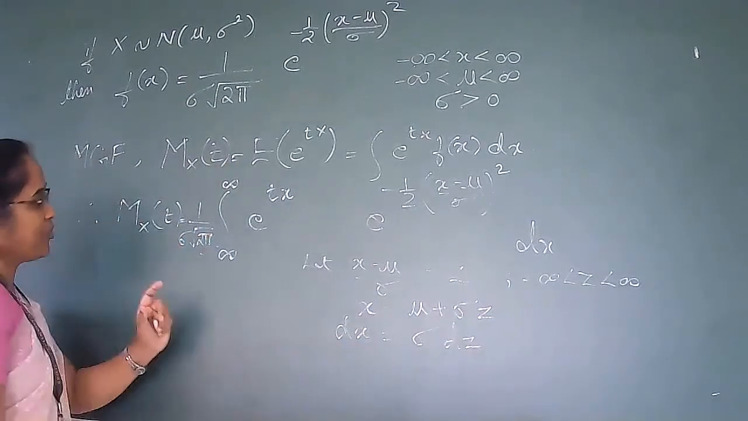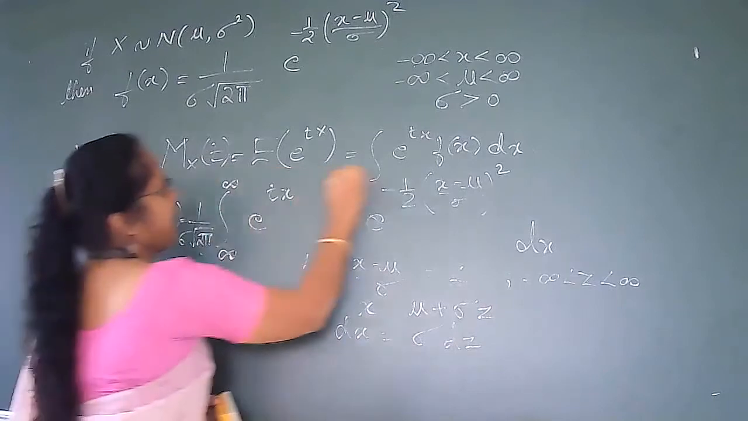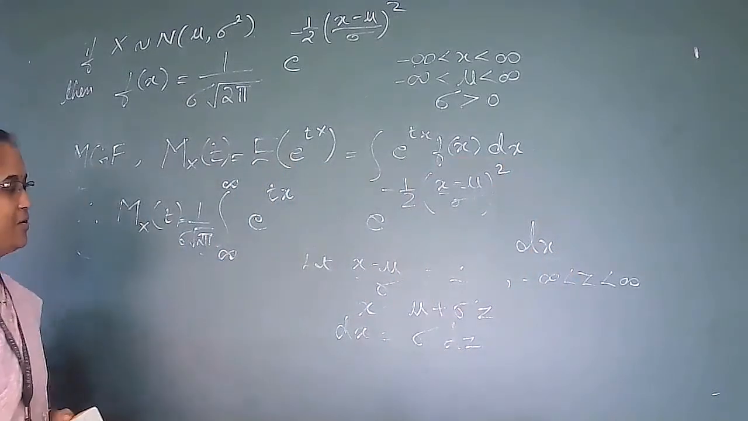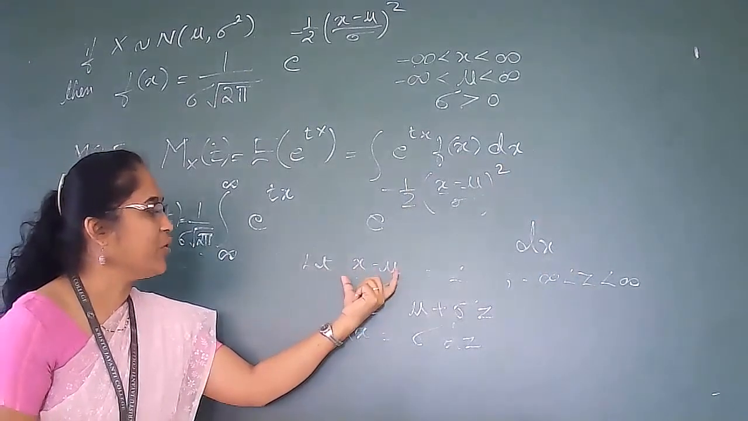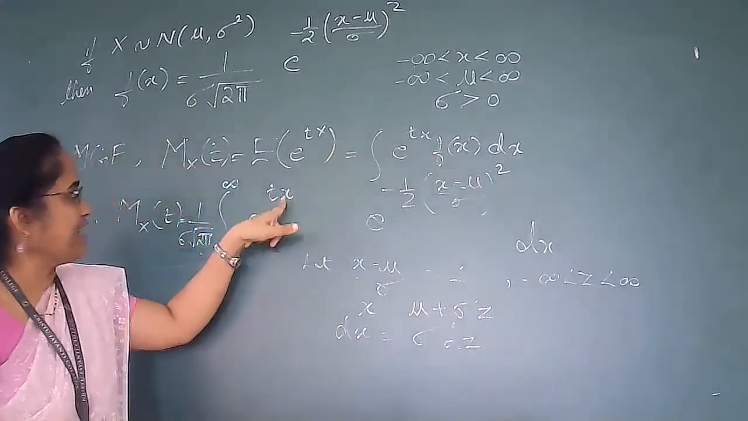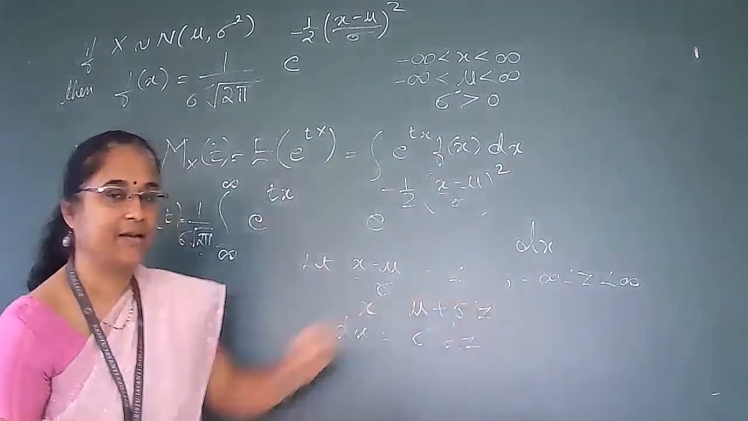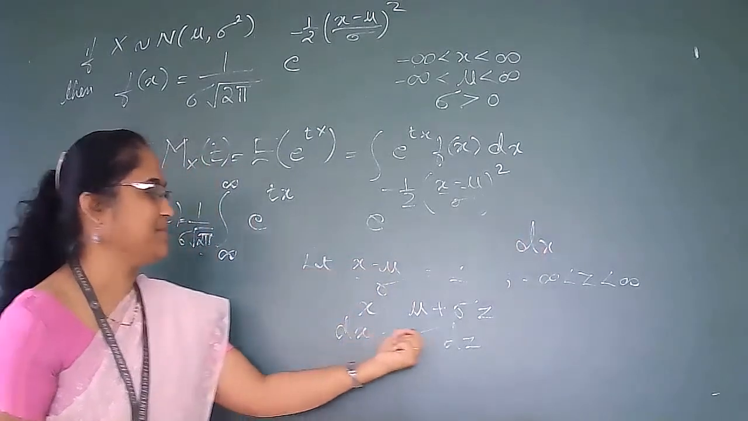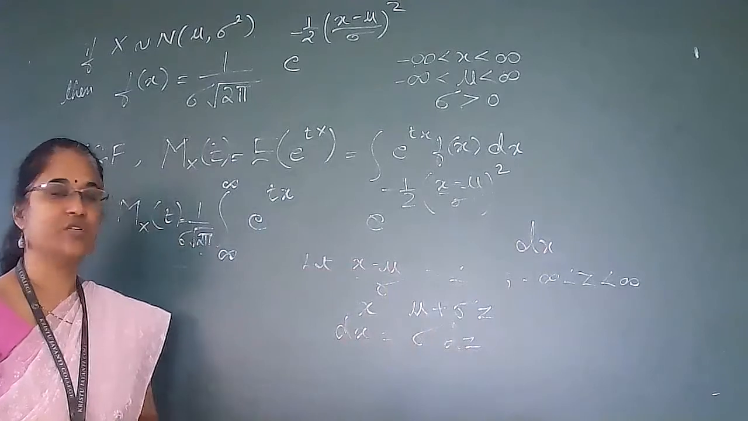And so I'm going to plug these values into the equation that we had with us. Wherever I have (x minus mu upon sigma), I'm going to replace it with z. Wherever I have an x, I'm going to replace it with mu plus sigma z. And wherever I have a dx, I'm going to replace it with sigma dz. I hope that's fine with everyone of us.